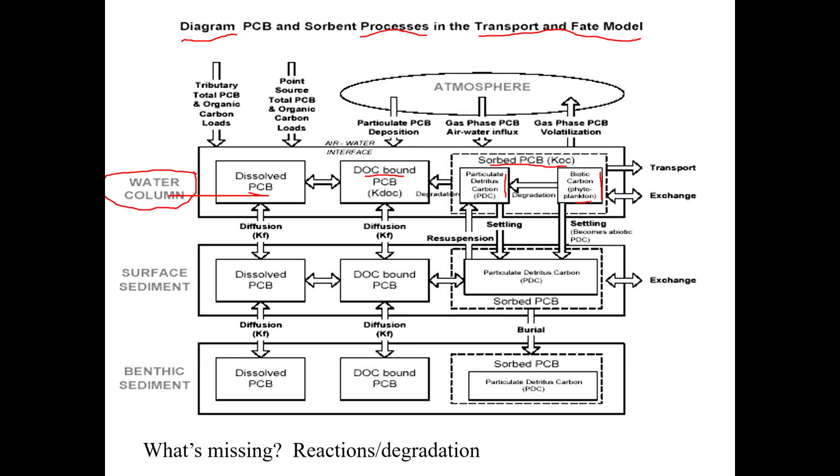Biotic carbon is basically phytoplankton here. And the difference between the two mathematically in the model is that the biotic carbon settles more slowly. So the dead carbon settles quickly, the biotic carbon settles much more slowly. Okay, that's unusual. Most models don't make a distinction between the living and the dead carbon, but in this model they did. So the sum of all of the water column is what's being regulated in this model.